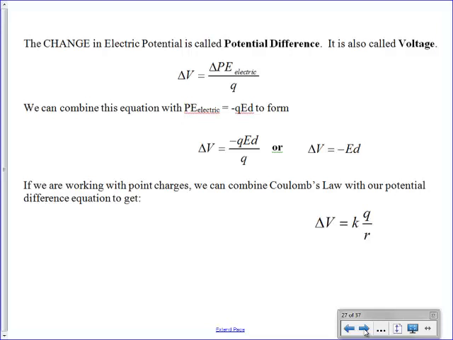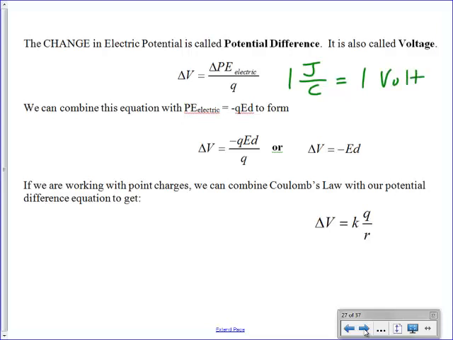We're going to continue looking at this concept of potential difference. The change in electric potential is called potential difference, and it's also called voltage. And again, we're defining voltage as change in electrical potential energy divided by charge. So our unit here is the joule per coulomb, and 1 joule per coulomb equals 1 volt.